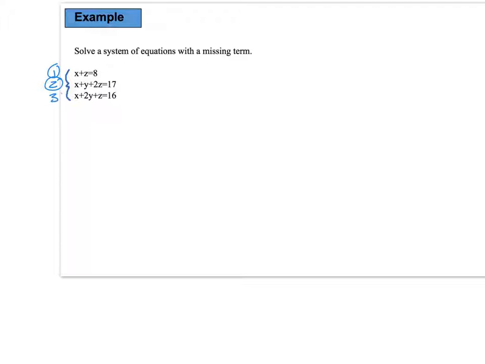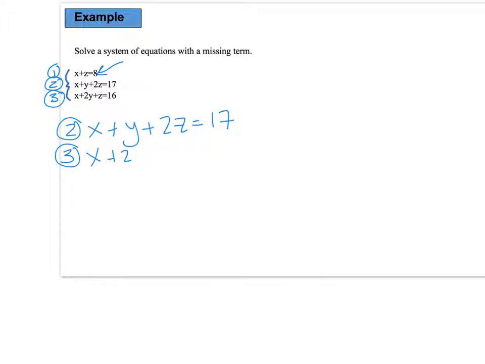label my equations 1, 2, and 3, but this time I am going to take equation 2 and equation 3, and I'm going to add them together to eliminate the y variable so that they're similar to equation 1. So equation 2 is x plus y plus 2z equals 17, and equation 3 is x plus 2y plus z equals 16. I do want to get rid of my y variable right here, so that means I'm going to multiply all of my coefficients in this first equation by negative 2.